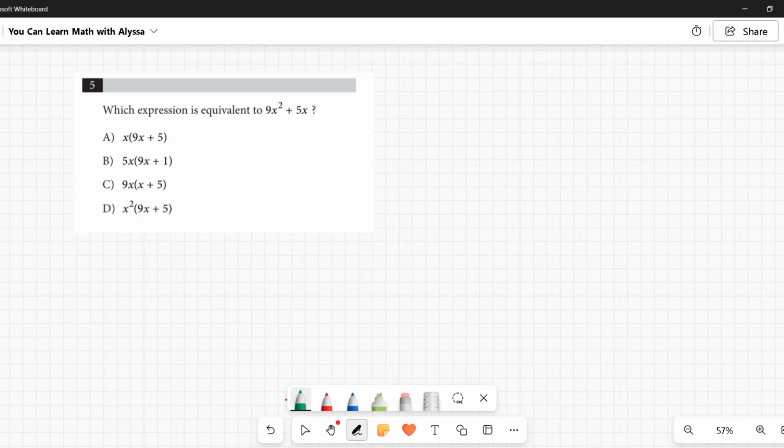Number 5, which expression is equivalent to 9x squared plus 5x? Okay, now this, they're wanting you to take out a factor. I did not say the greatest common factor, and that was intentional. Because sometimes on problems like these on the SAT, they will ask you what's equivalent to it, and they will give you this sort of thing that makes you think you're supposed to take a greatest common factor, and that's not the right answer.